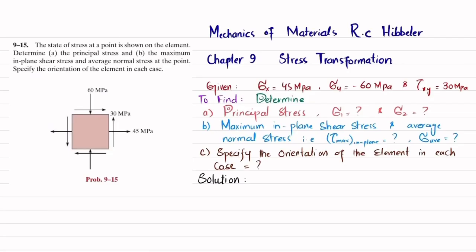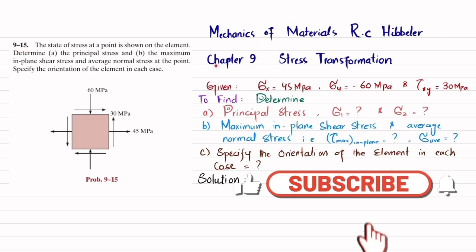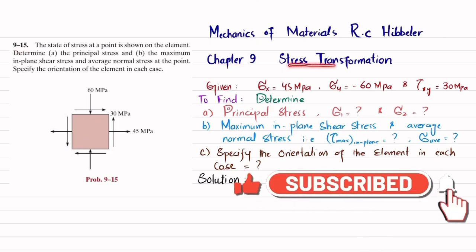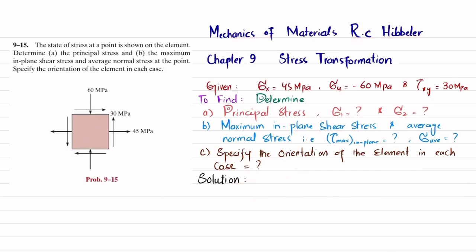Welcome back. Problem 9-15. This problem is taken from chapter number 9, that is stress transformation, and the book is Mechanics of Materials by R.C. Hibbeler. The statement is: the state of stress at a point is shown on the element. Determine the principal stresses, and in part B the maximum in-plane shear stress and average normal stress at that point. Specify the orientation in each case.